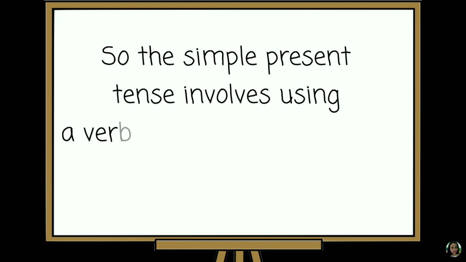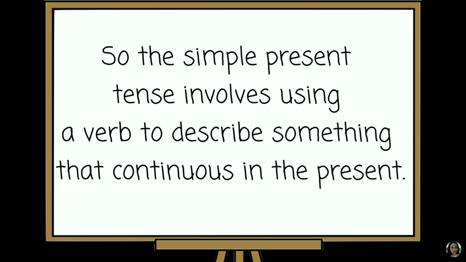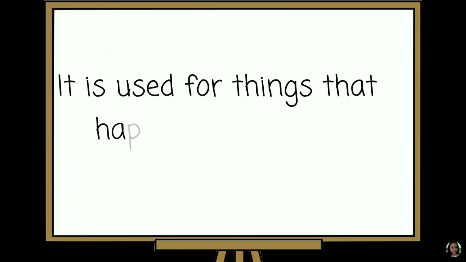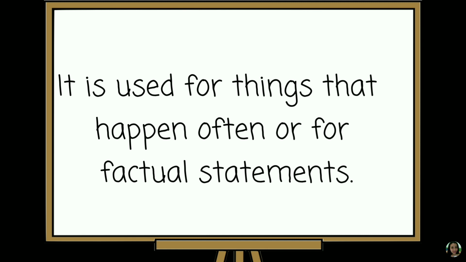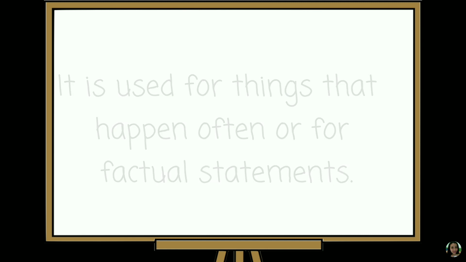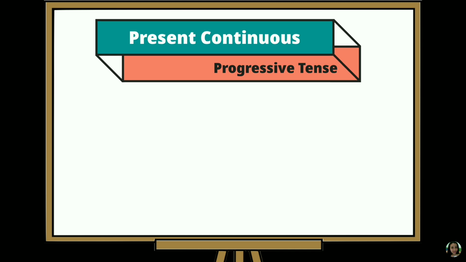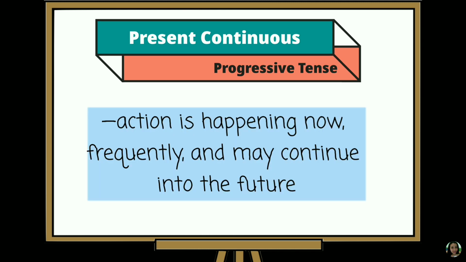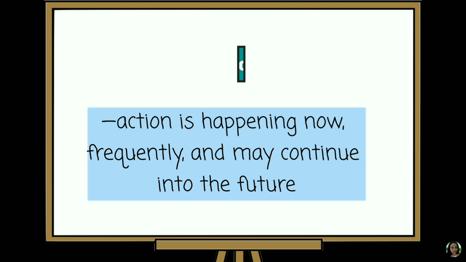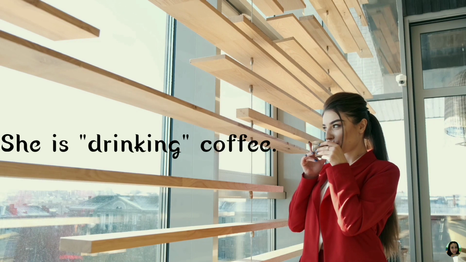So the simple present tense involves using a verb to describe something that is continuous in the present. It is used for things that happen often or for factual statements. Next, present continuous or progressive tense. The present continuous verb tense indicates that an action is happening now, frequently, and may continue into the future. For example, she is drinking coffee.